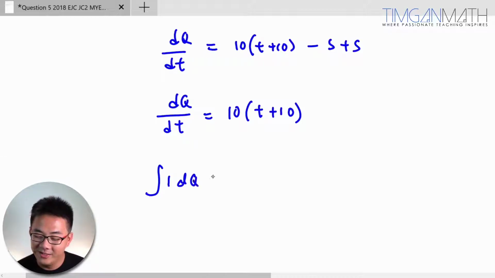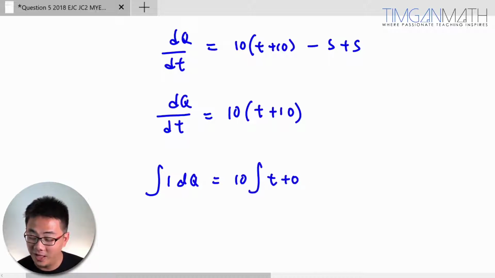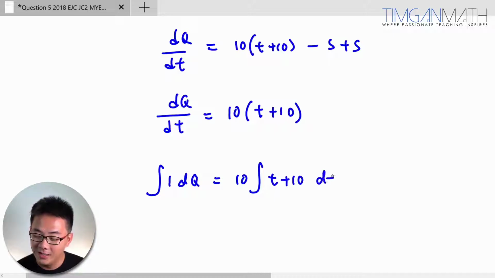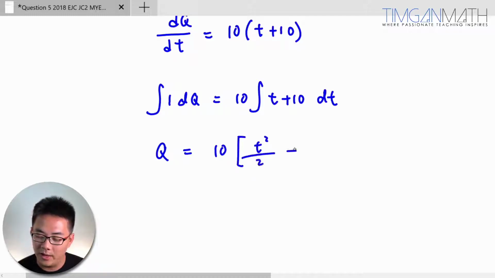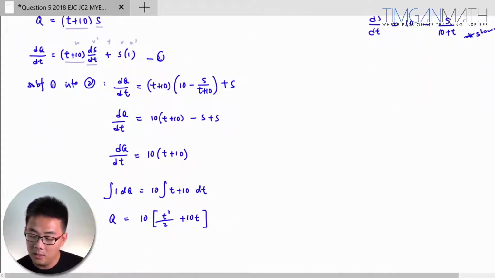1 dq equals 10. My goodness, I'm so sorry. I'm so tired, man. Okay, let's do this plus 10 dt. This is q equals 10 bit square plus 10 dt. My bad. Okay, so anything wrong?